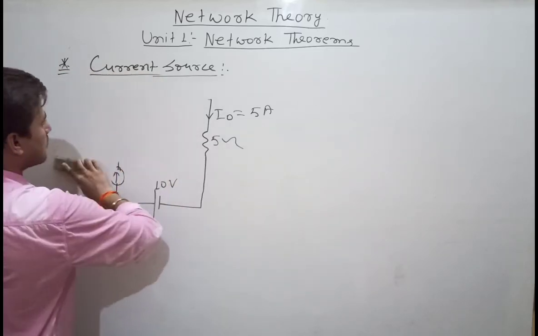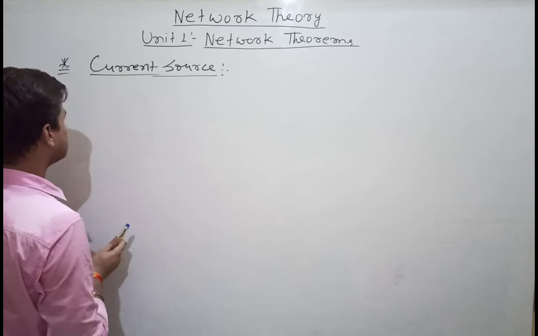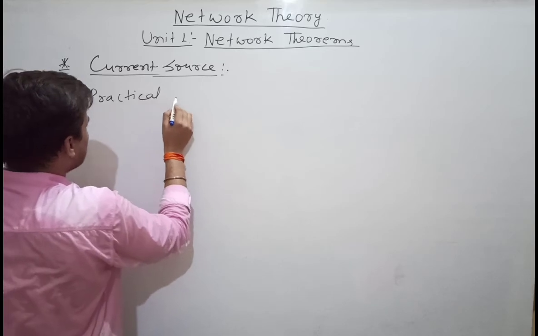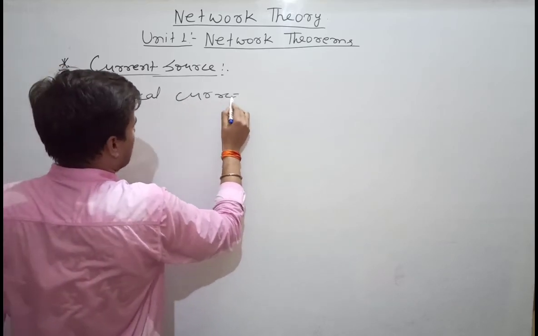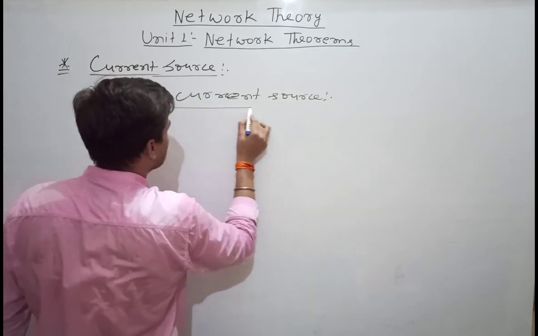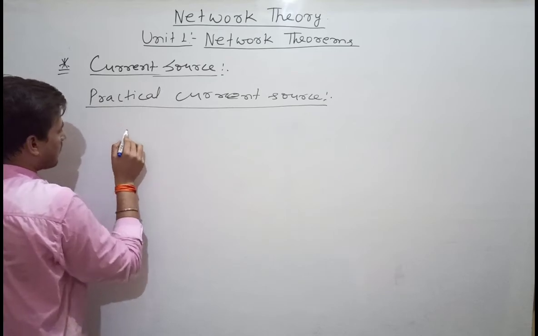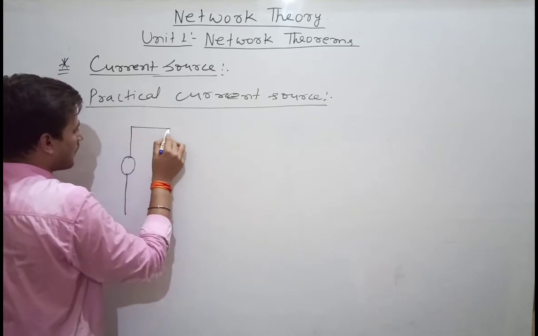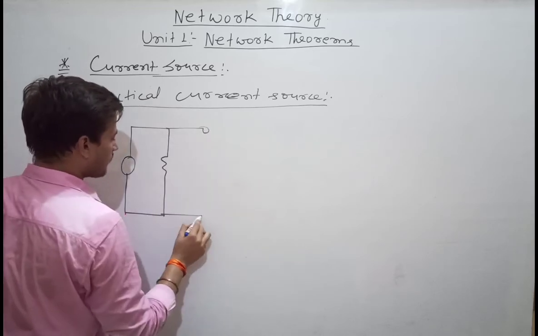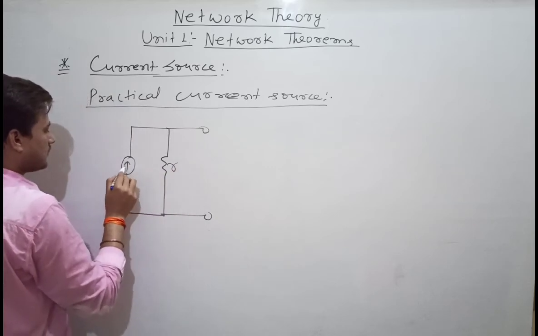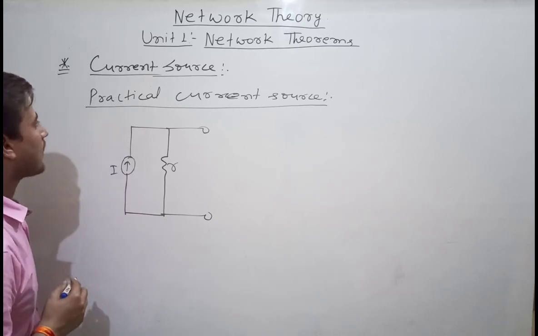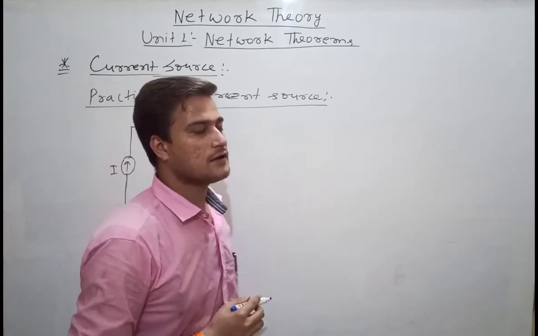Next, practical current source. What about the practical current source? See, practical current source means you are having a current source and there will be the internal resistance of the current source connected in parallel. This is the internal resistance, this is current source I. Clear? So this is the practical current source.